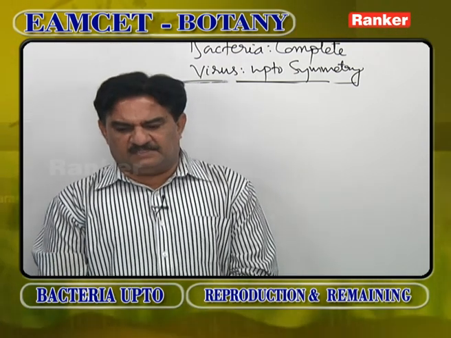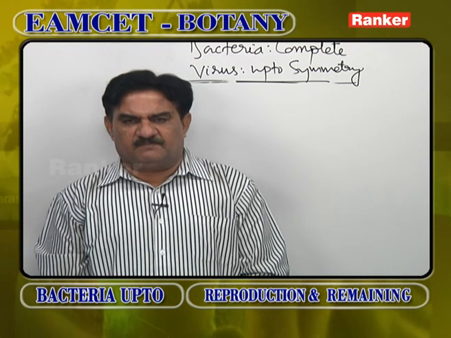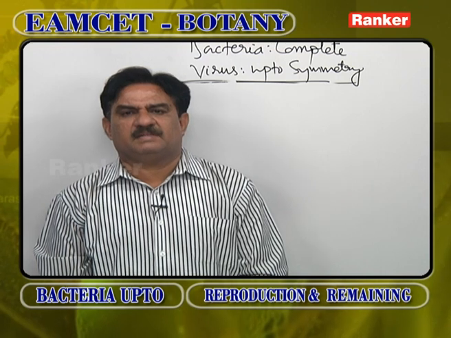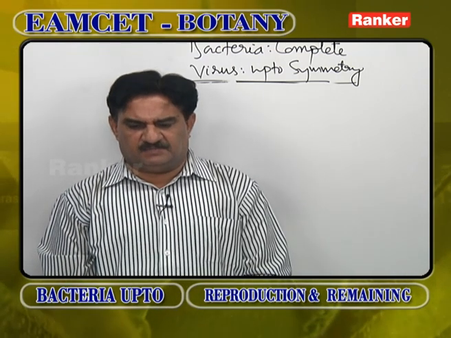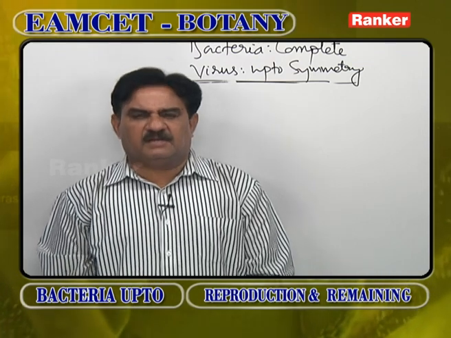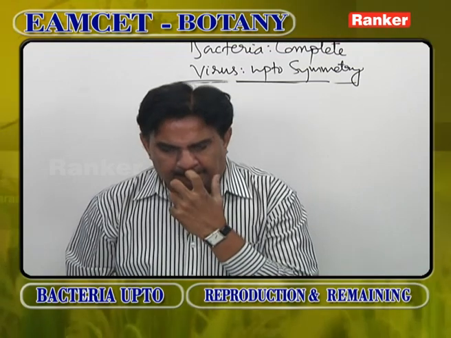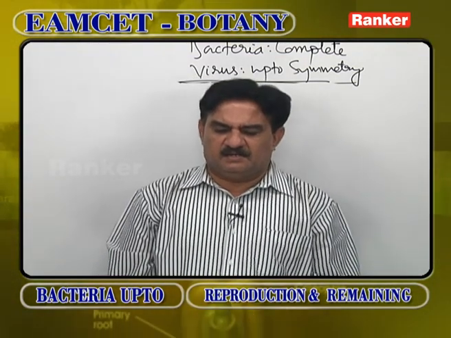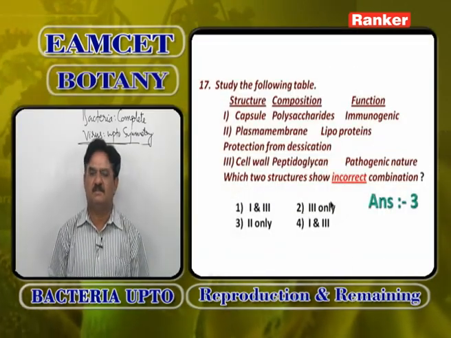Capsule made up of polysaccharides, it is immunogenic, is correct. Plasma membrane made up of lipoproteins is perfectly correct, but it is not giving protection from desiccation. It is not at all involved with the desiccation factor or something like that. Cell wall is made up of peptidoglycans, or muramic acid, or murein, which gives pathogenic nature. So, 1 and 3 are correct. Second is wrong. So, the answer for this incorrect one is 2 only.